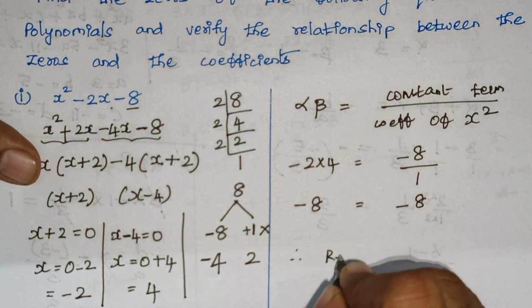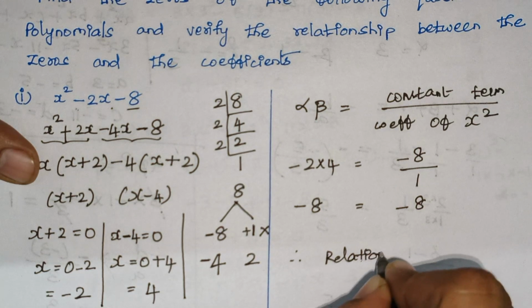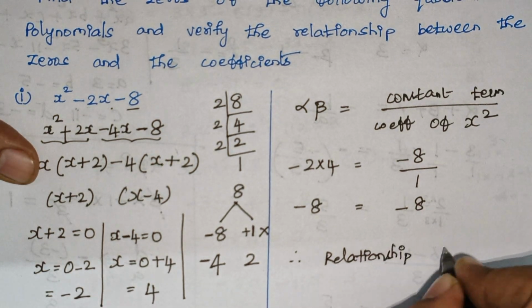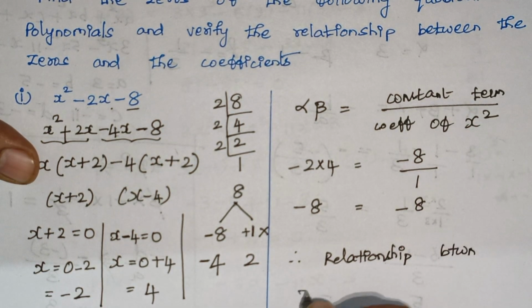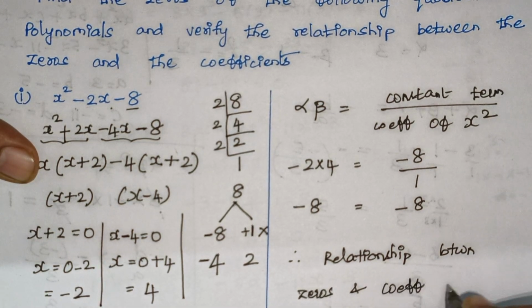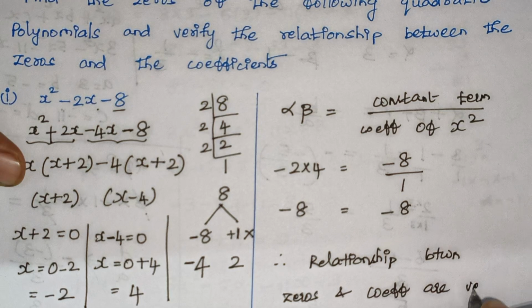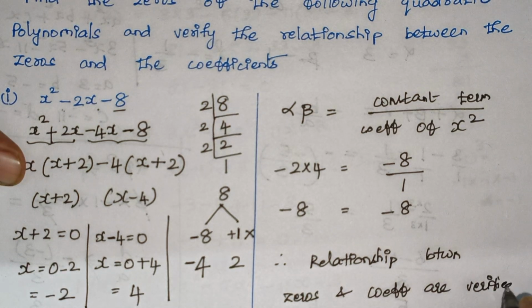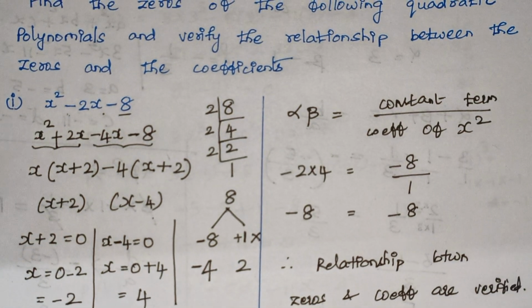Therefore the relationship between zeros and coefficients is verified. That's all. The problem gets over here.